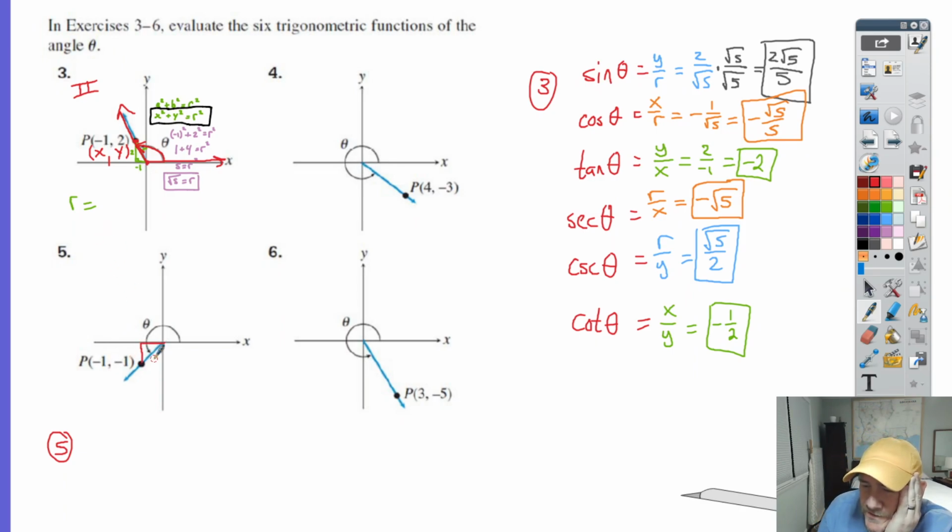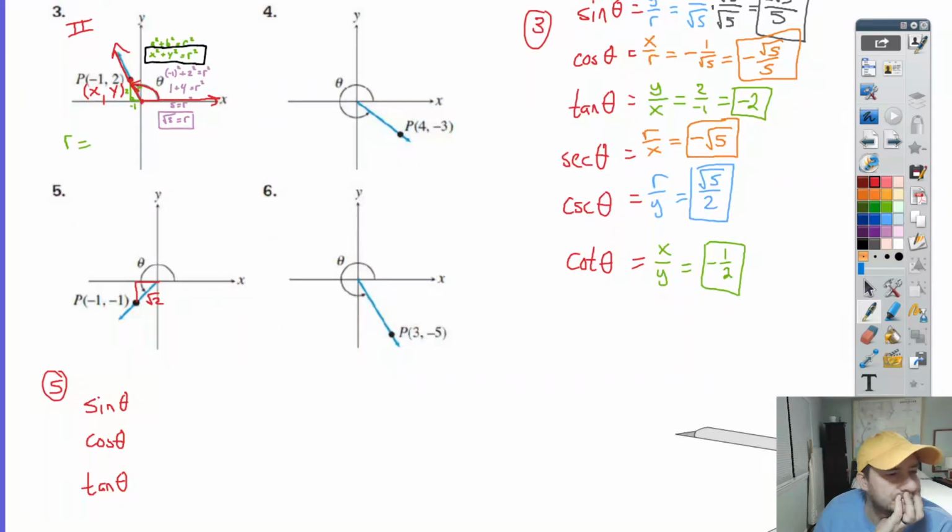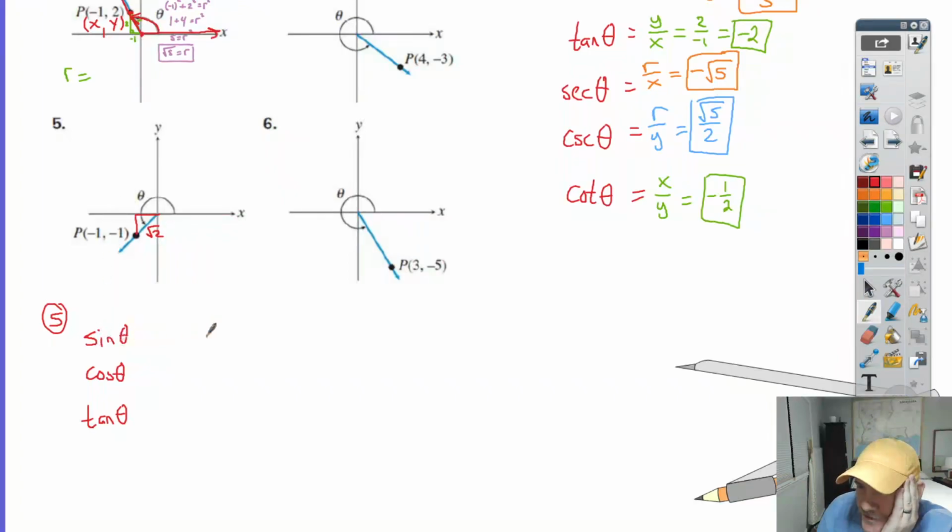When you do your math, you should find the radius to be root 2. And then you should find sine, cosine, tan. Am I too far down? Yep. Okay, so sine, cosine, tan. Reciprocal of sine is cosecant.